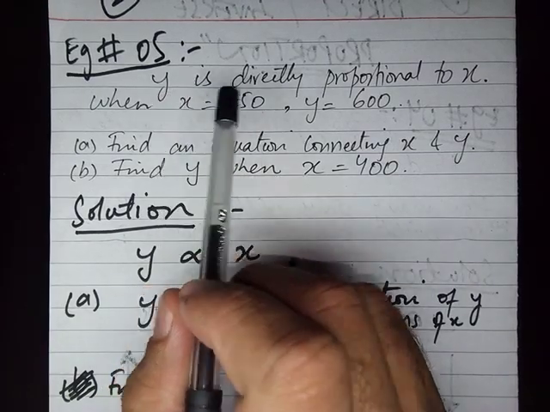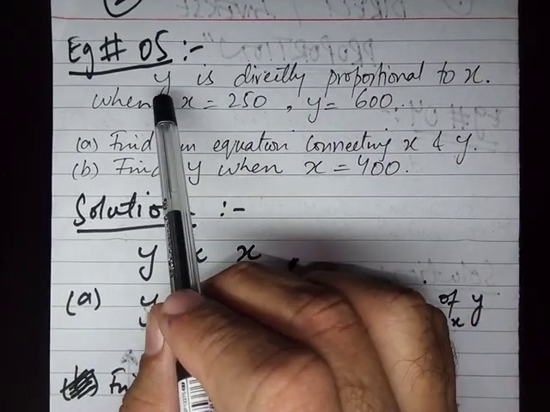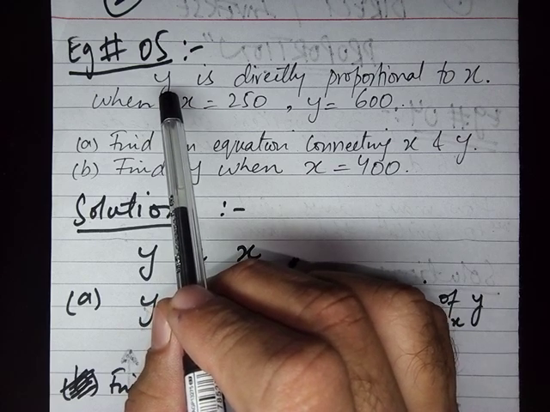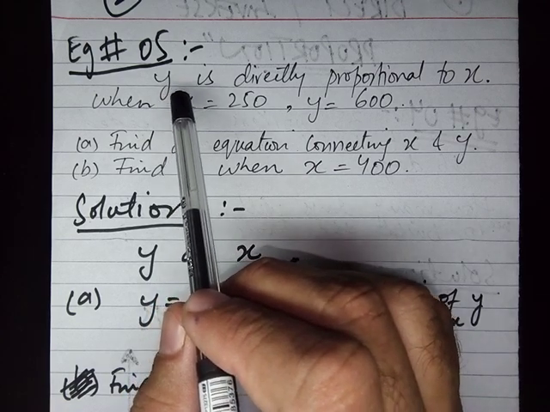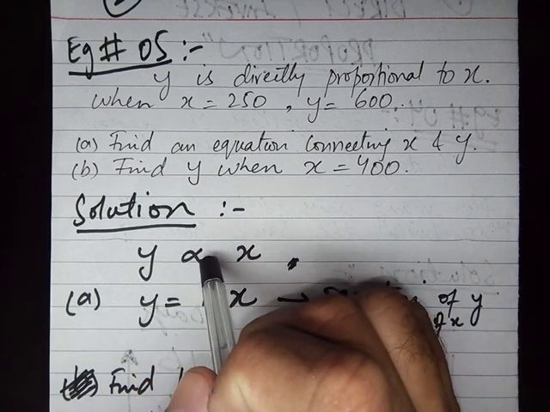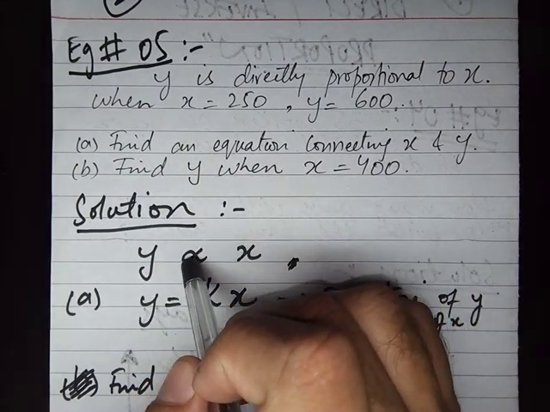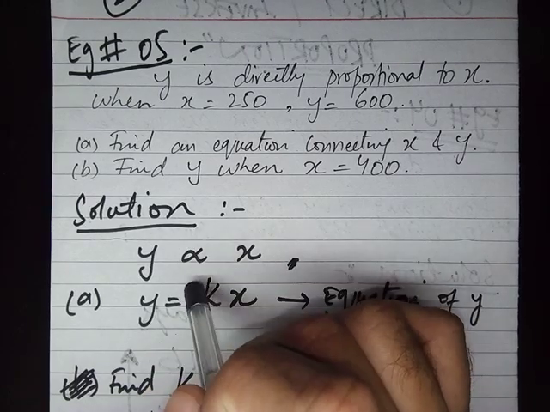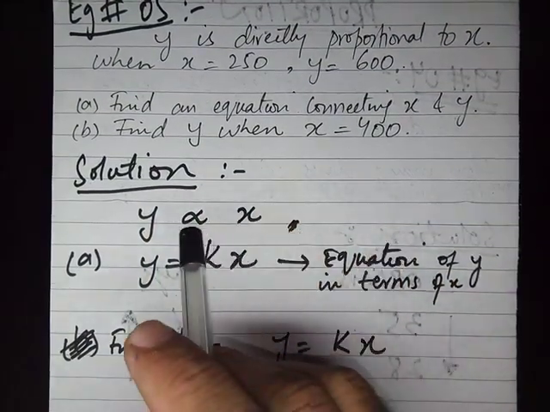I know that y is directly proportional to x, so the two variables have a direct relation between them. So I will write y is directly proportional to x. This is the symbol to represent direct proportion or relation, right?